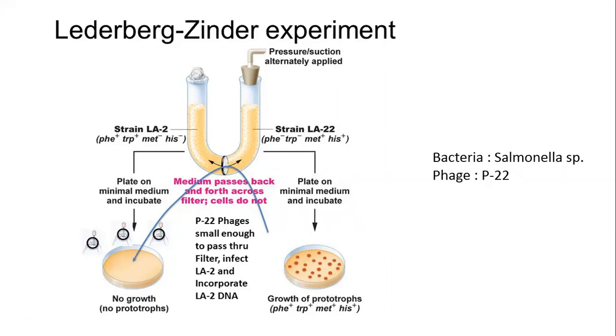So the conclusion was that as the phage P22 was small enough to pass through the filter, it infected the LA22 and incorporated into LA2 DNA, and thus this made the LA2 strain auxotroph, and it also converted the LA22 strain into prototrophs, and so the prototrophs can grow in the minimal media on the plate.